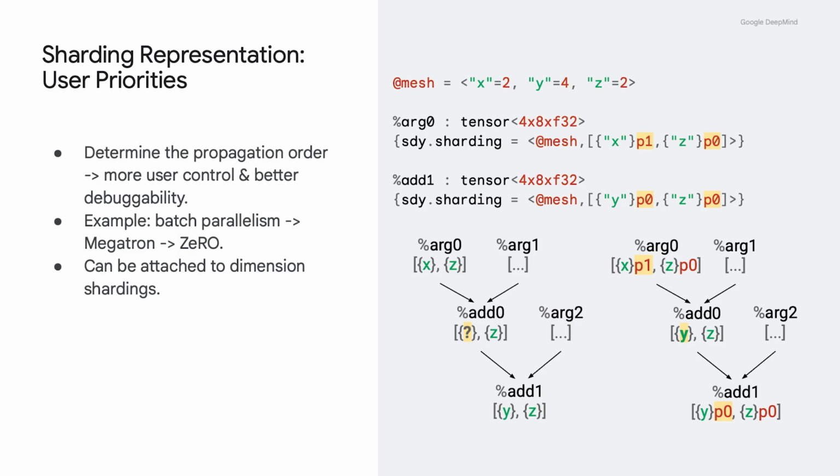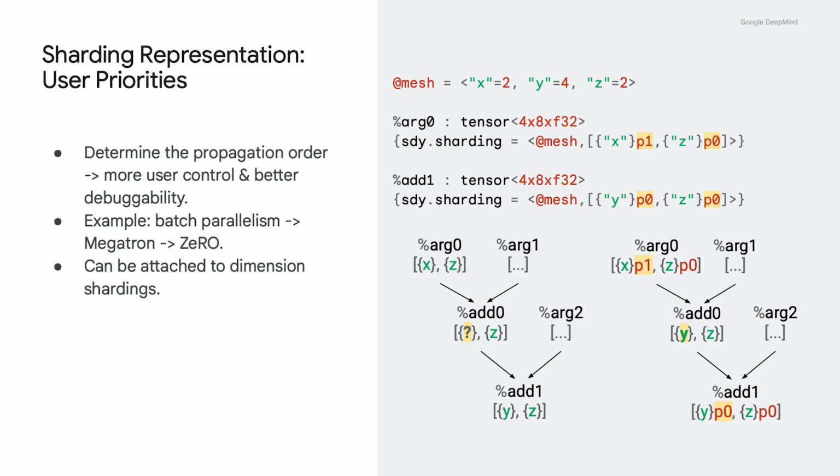In the JSPD system, we have heuristic methods to decide the result sharding of the add 0. But with user priorities, the user can define the priorities for each axis. For example, if the add 0 has the higher priority, we ensure that we propagate y first to the add 0. Since the add 0 has already been partitioned by y along the first dimension, it will not be further partitioned along x.